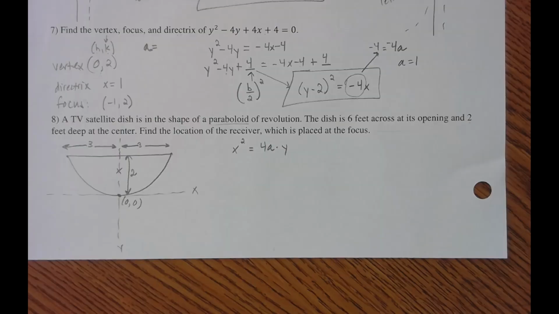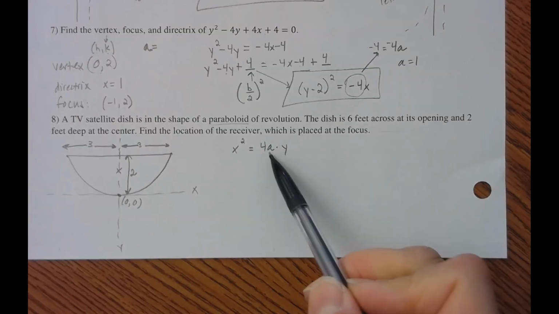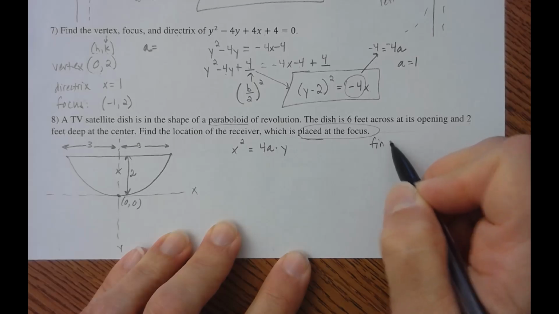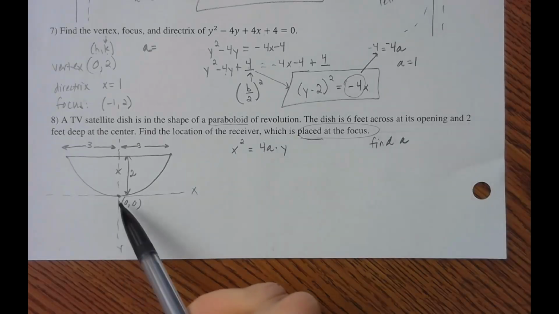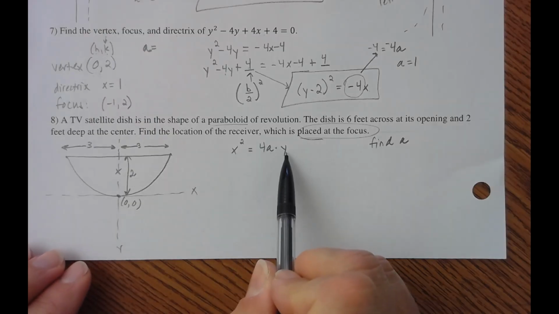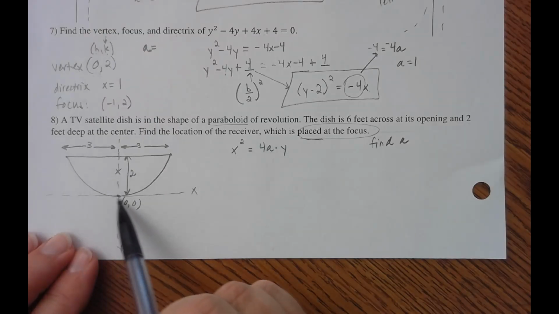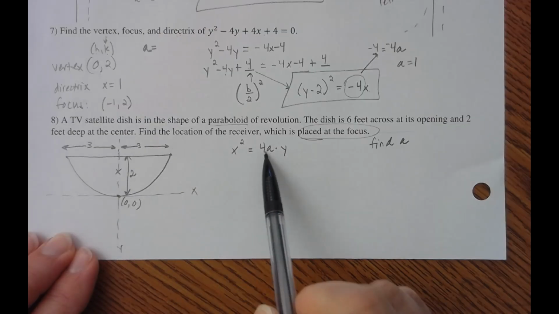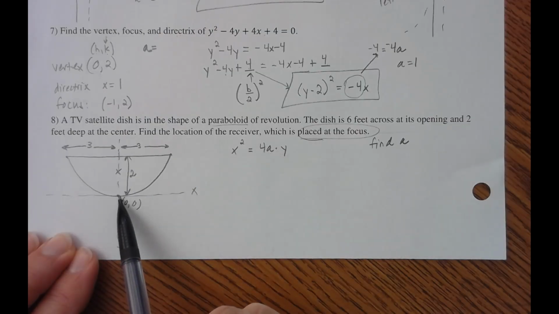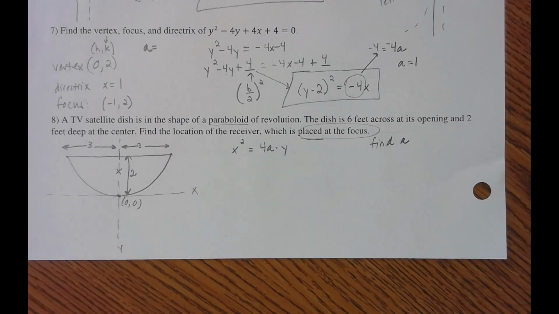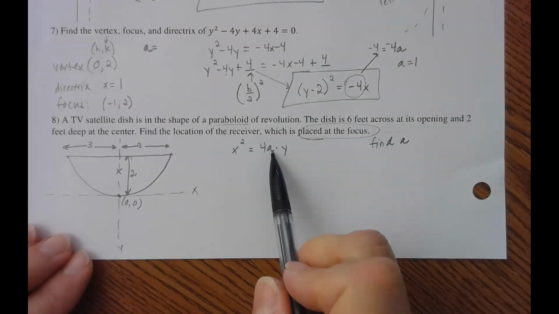Okay, so I need to find the a value. If the receiver's at the focus, how far away is the receiver from the vertex? Here's my basic setup, and I chose this because it's opening up. So 4a is positive. (h, k) is (0, 0), so I don't have that in here. And now all I need to do is calculate a.